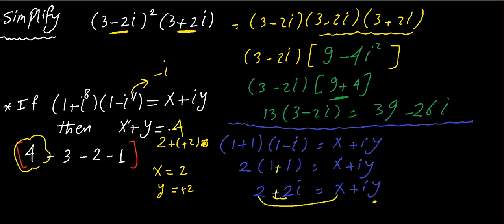Again, 1 minus i power 11. i power 11 equals negative i, and also we already have a negative. Negative times negative equals positive, so 1 plus i.